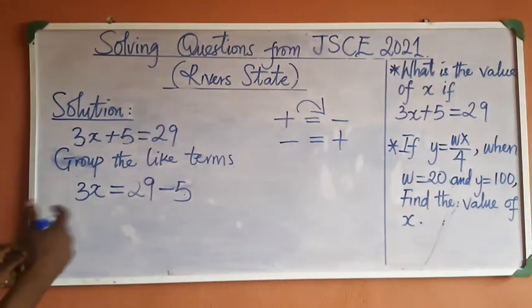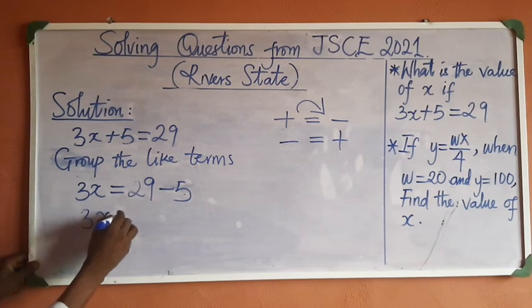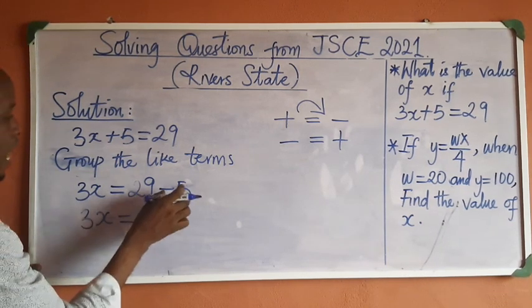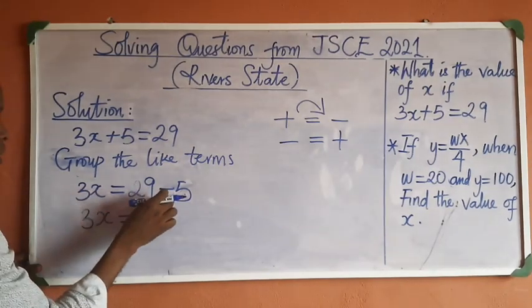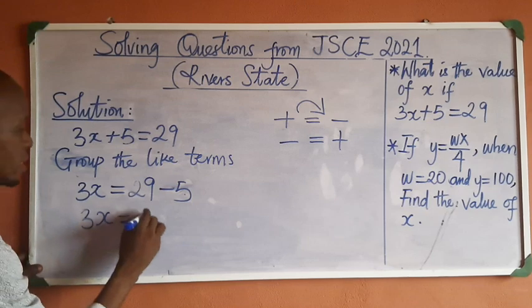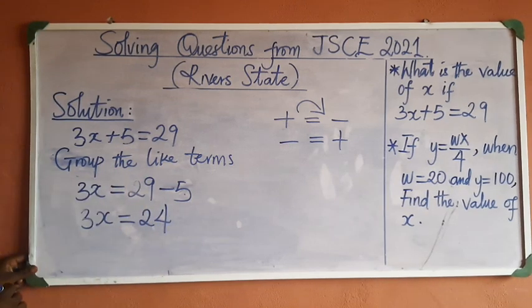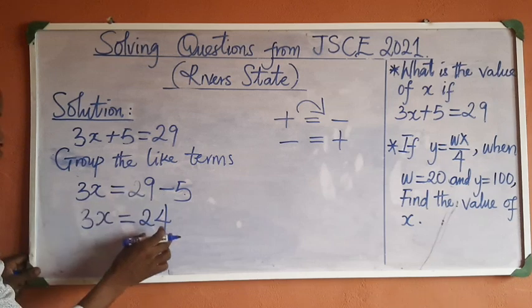So with this, I can continue with my calculation. On this side, I will repeat 3x. Then on the other side, I will take 5 away from 29. That is 29 minus 5. If I take 5 away from 29, I will get 24. If you count 29 and you take 5 away from 29, you will get 24.